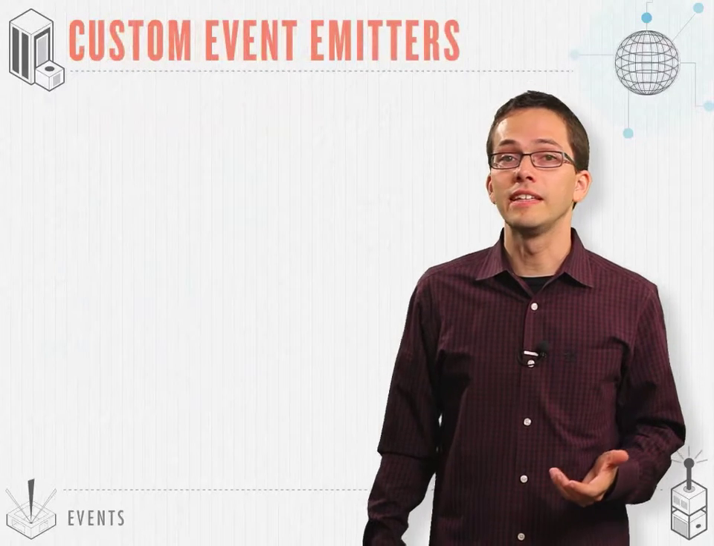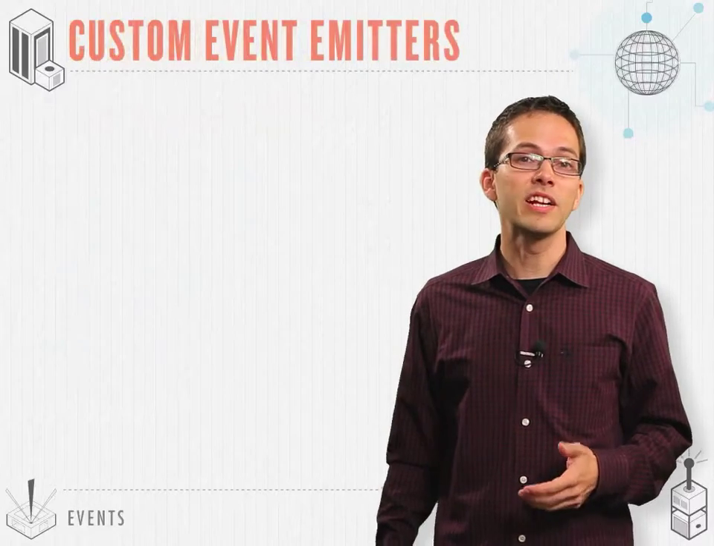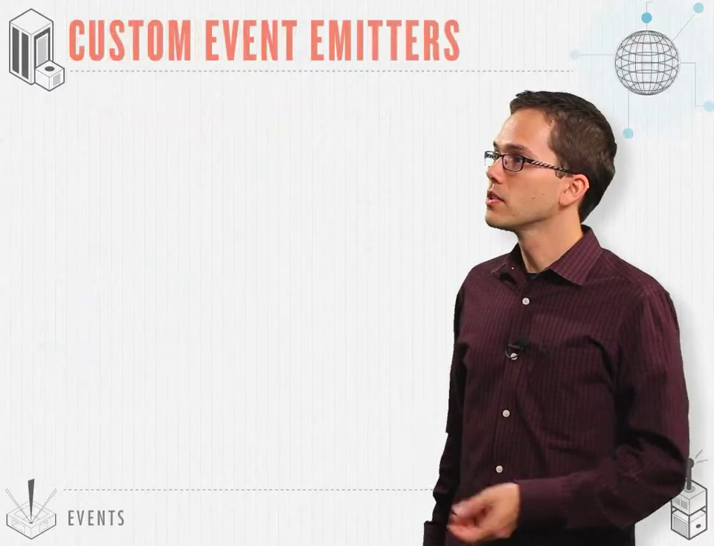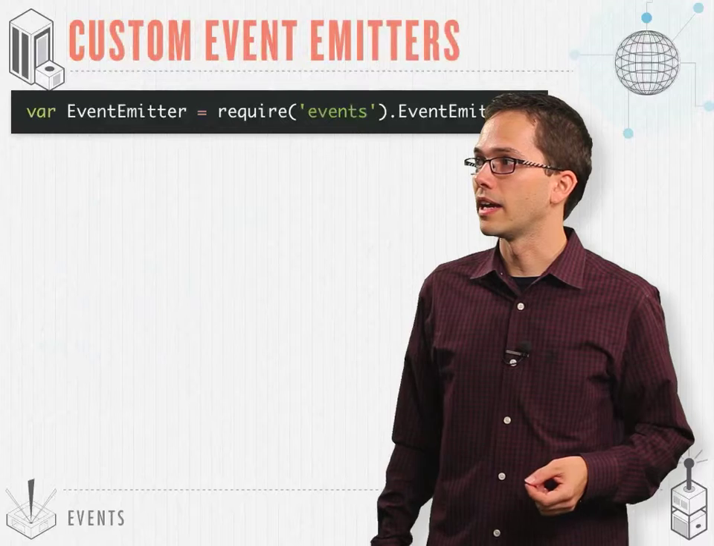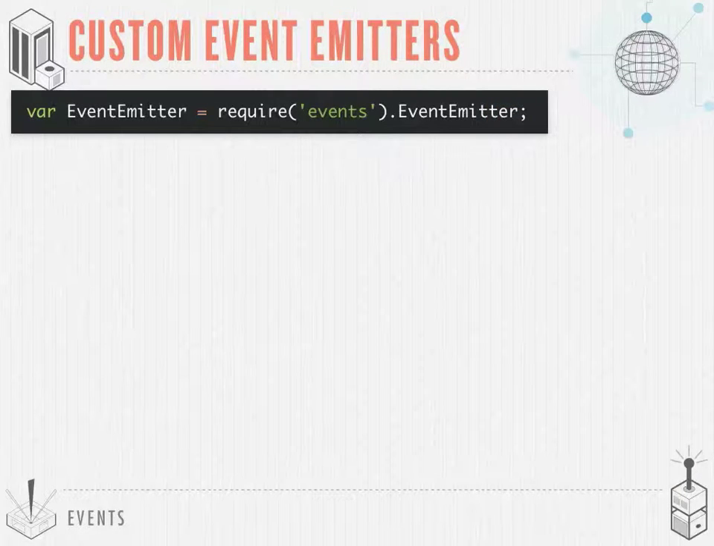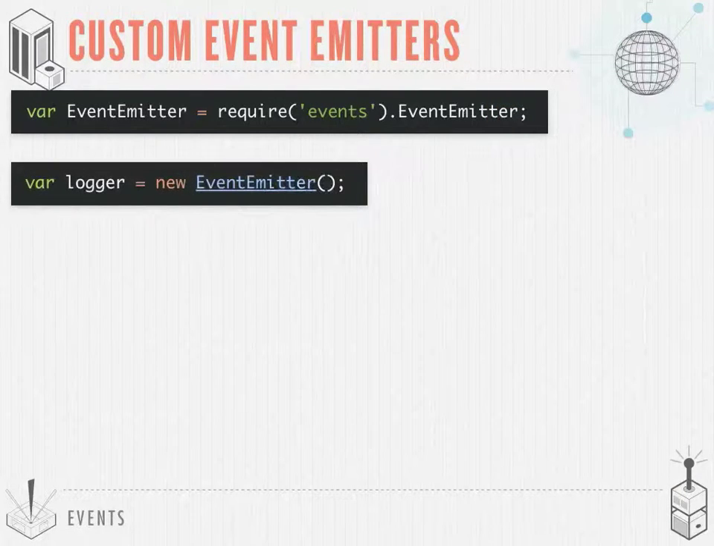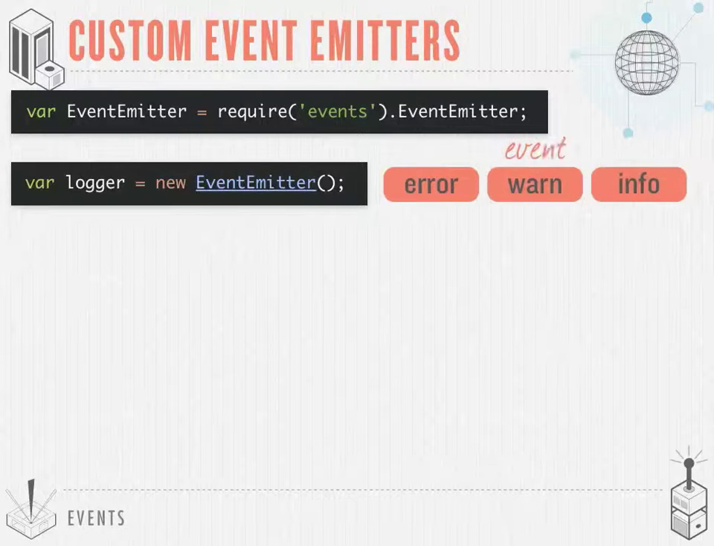Let's take a closer look at the event emitter constructor by creating our own custom event emitter. So we're going to require that class. For our custom event emitter, we're going to create a logger. So we want our logger to sometimes emit error events, warn events, and info events. And we want to be able to write listeners so we can listen for when those events occur.